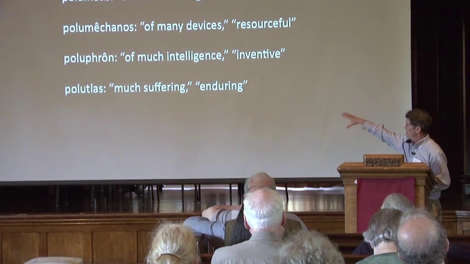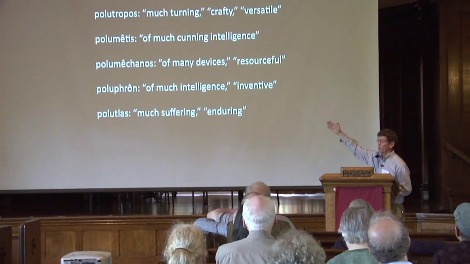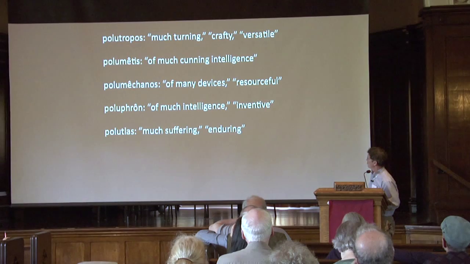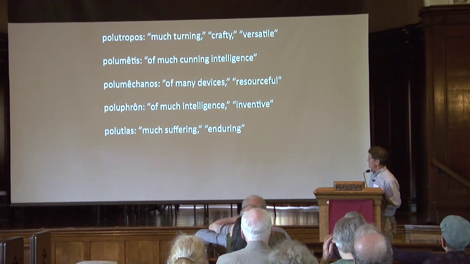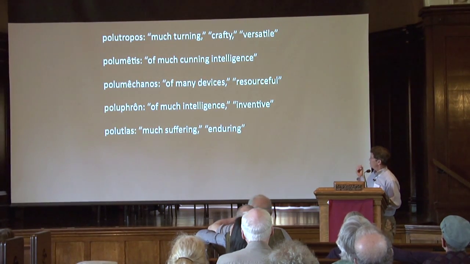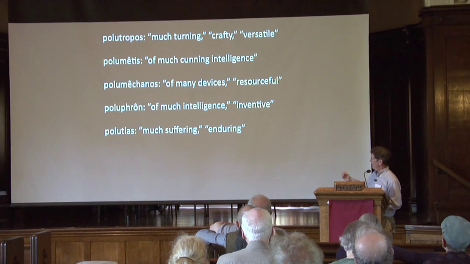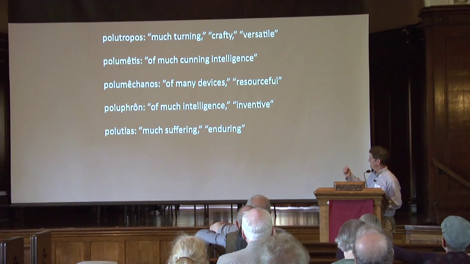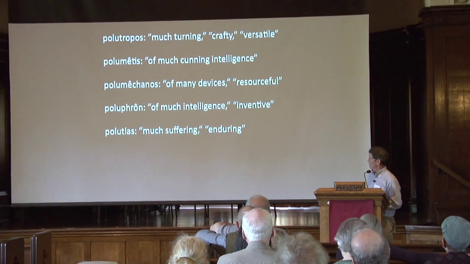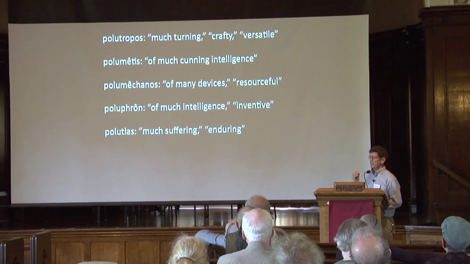And here are some of the chief epithets of Odysseus, all beginning with polu. He's polutropos, much turning. He's polumetis, of much metis, or of much cunning intelligence. He's polumekanos, much machining, or something like that, of many devices, contraptions, resourceful. He's polufron, with a lot of intelligence. And he's polutlas. Tlas means suffering.